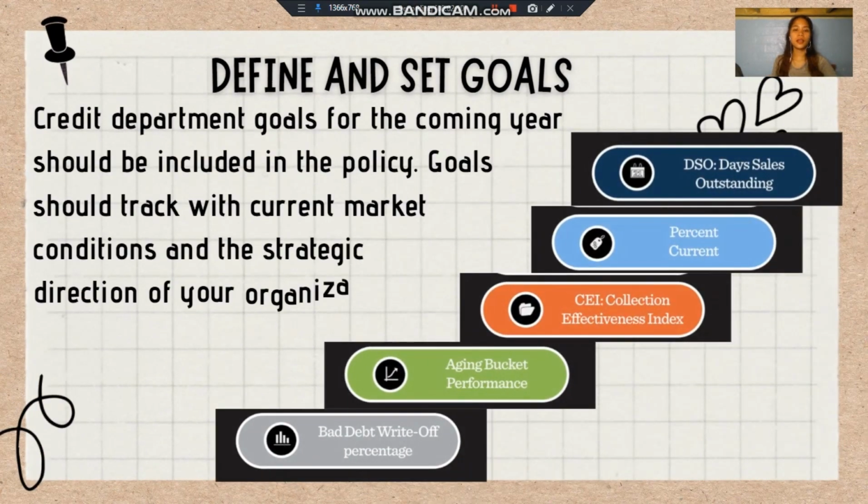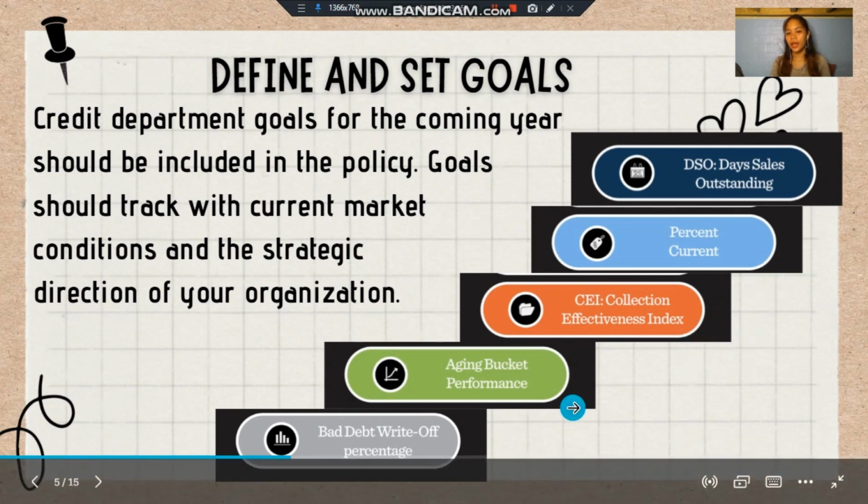Next is to define and set goals. Credit department goals for the coming year should also be included in the policy. The goals should track with current market conditions and the strategic direction of your organization. We have here the DSO, the days of sales outstanding, the percent current, the collection effectiveness index, aging bucket performance, and bad debt write-off percentage.